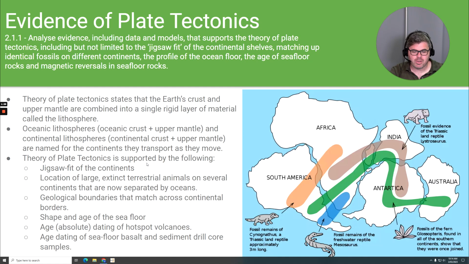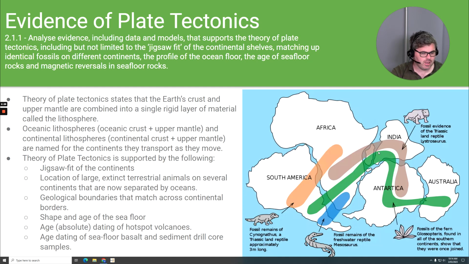Now, the theory of plate tectonics is nothing but the evidence that supports it. Here we have a variety of evidence, such as the jigsaw fit of the continents, which we can see with South America, Africa, India, and Antarctica, here, as well as Australia, and how the coastlines sort of match up. Naturally, they're going to be changed over time by small amounts due to erosion or deposition, but it's a pretty good fit. The location of large extinct terrestrial animals on several continents that are now separated by oceans.